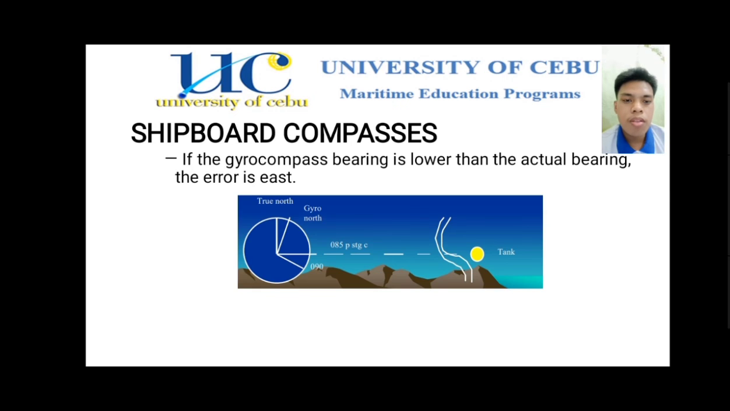There are other methods of determining gyro compass error that were discussed by the other members. So this is the last one. If the gyro compass bearing is lower than the actual bearing, the error is east.